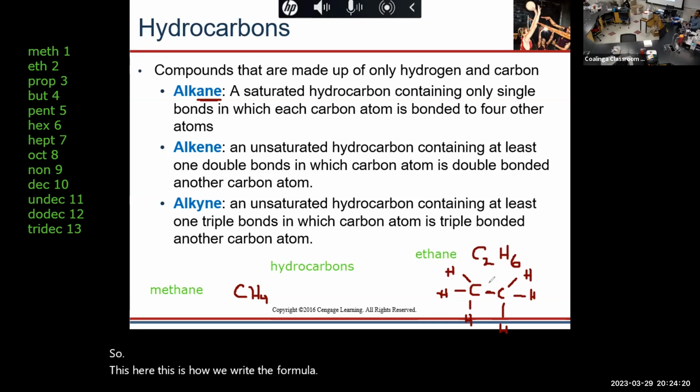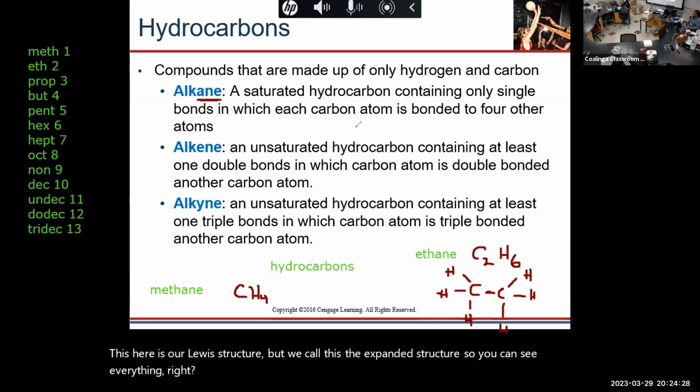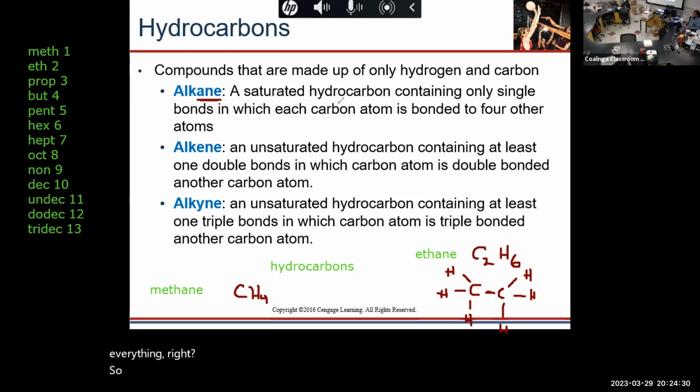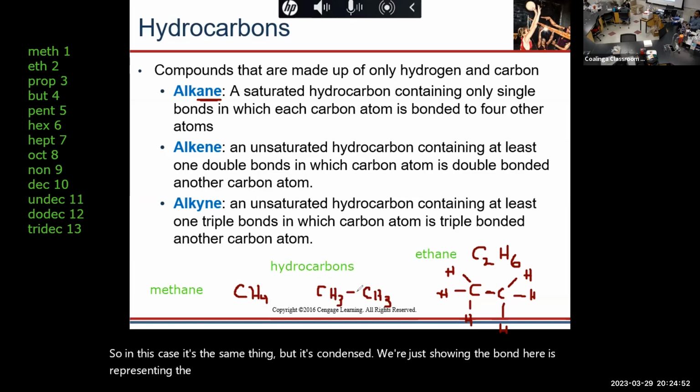This here is our Lewis structure, but we call this the expanded structure, so you can see everything. We also have a condensed structure. In this case it's the same thing, but condensed. We're just showing the bond here representing the bond between the 2 carbons. So that would be the condensed structure.